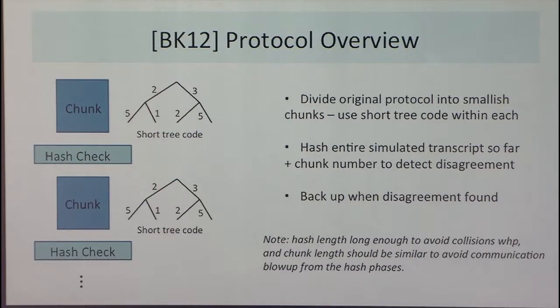So the balance that we want to strike is that these hash phases, when I send across the hash of my value to the other person so that we can check and see if we agree, the communication from that shouldn't overwhelm the communication from simulating the regular protocol, because I don't want more than a constant multiplicative overhead. So the balance that they strike is that the total communication of these chunks will match the length of the hash so that these phases are equally weighted. So the amount of communication I spend simulating the protocol is going to be proportional, up to a constant factor, to the amount of communication I spend doing these hashes.